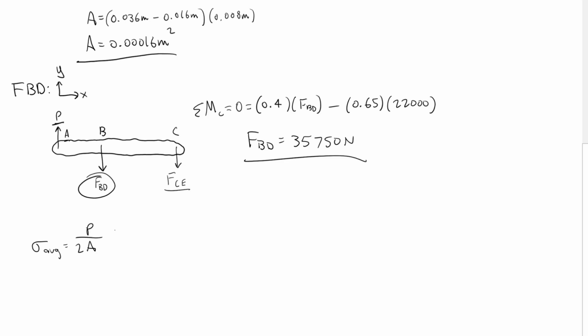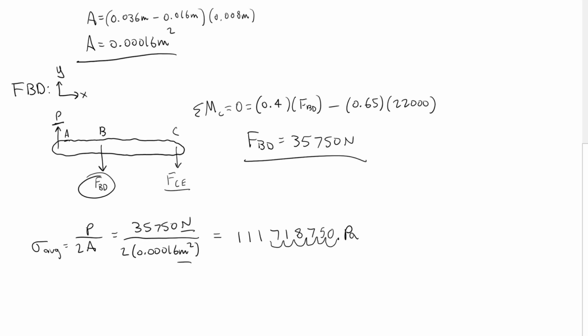So now we have the force, we have our area, and we can solve this formula here. Plugging in P, 35,750 newtons, and then plugging in the area, 0.00016 meters squared. We know that a newton per meter squared is the same thing as a pascal. So solving this, we're going to get a very large number, 111,718,750, and that's pascals. We can convert to megapascals just by moving the decimal over six spots. And we get that our average stress is equal to 111.7 megapascals.